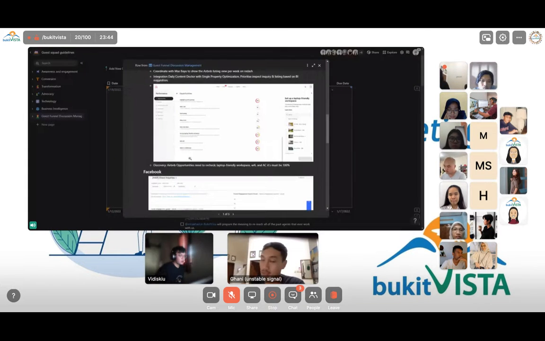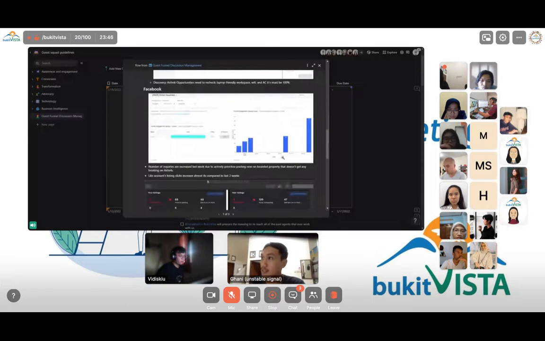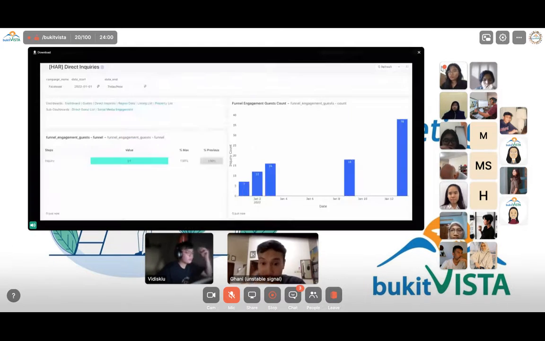I will continue to Facebook. Okay, by looking at the graph, the number of inquiry increased last week because we actively prioritize posting new onboarded property that doesn't get any booking on Airbnb. So that's why last week there is an increase of 38.